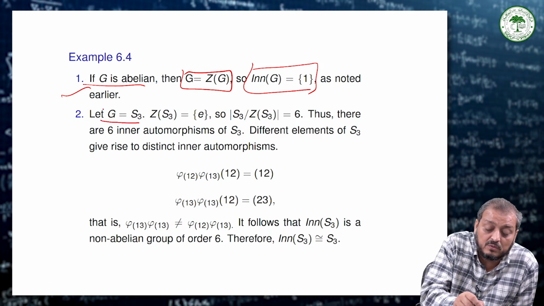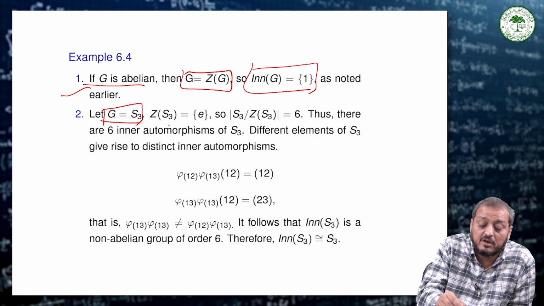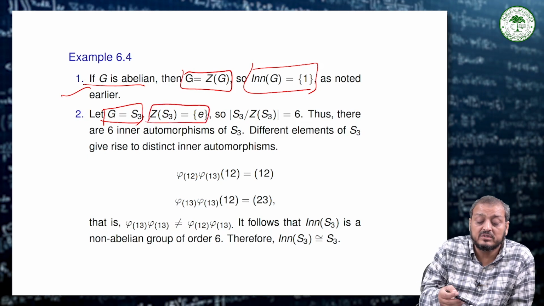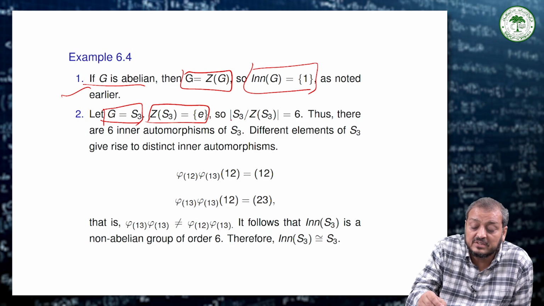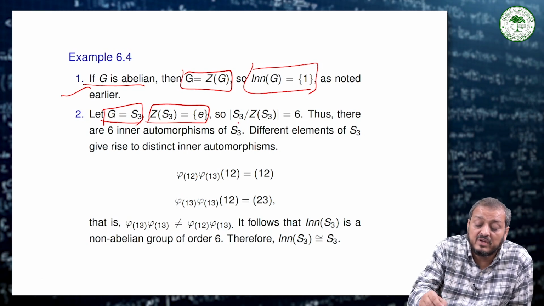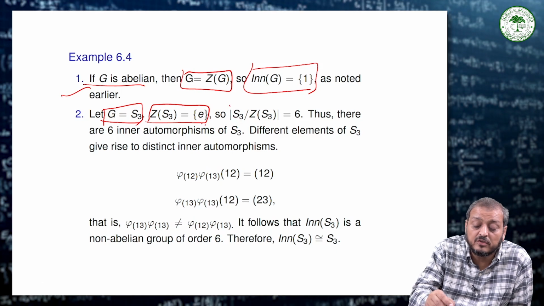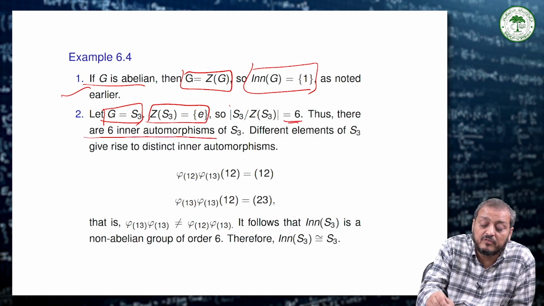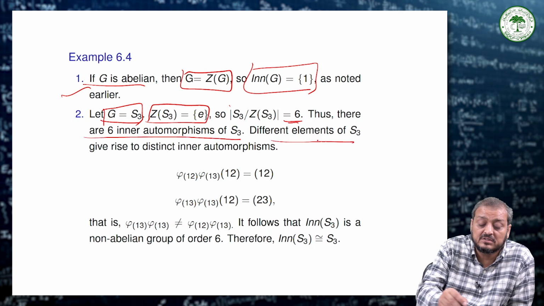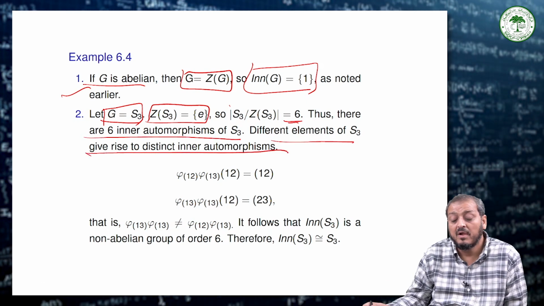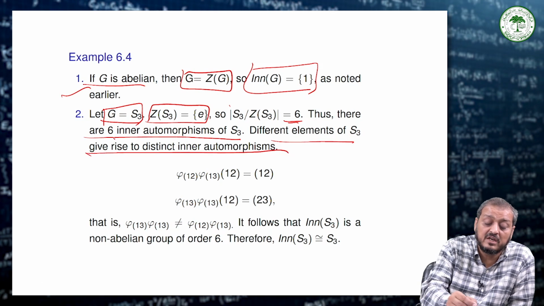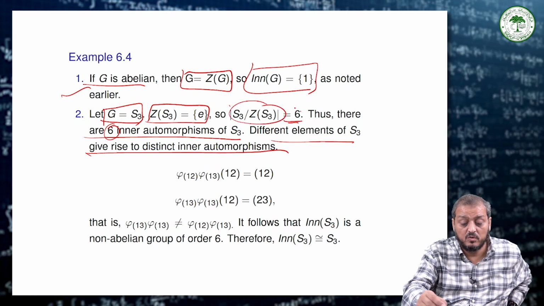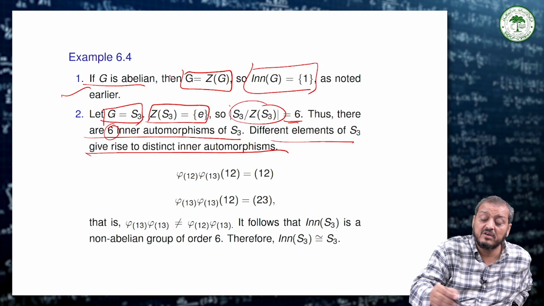Now we take a different example. Take G equal to S3, and Z of S3 is clearly the identity element only, since no other element commutes. Because it's a non-abelian group, the size of S3 upon Z(S3) is equal to 6. So there are 6 inner automorphisms of S3, and different elements of S3 give rise to distinct inner automorphisms.